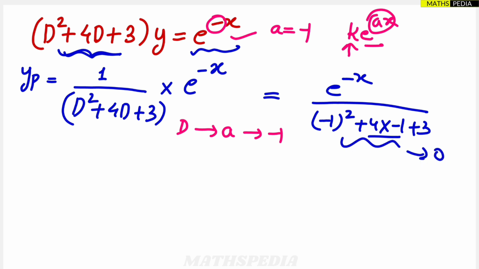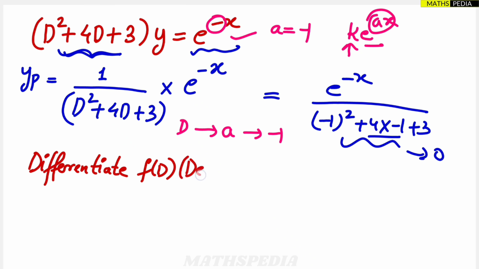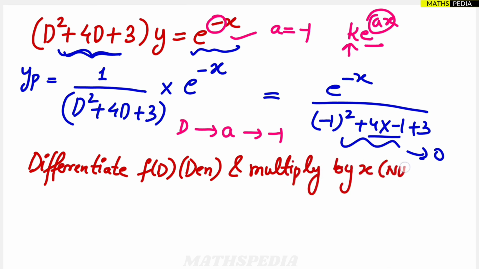So as we have discussed earlier, whenever we are getting denominator 0, we have to do one more step, which is basically to differentiate the function of d, the denominator part, and multiply by x in the numerator part. Very important step. Okay. So how to do that?